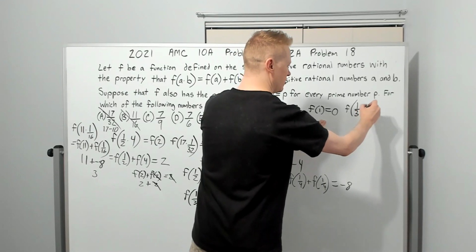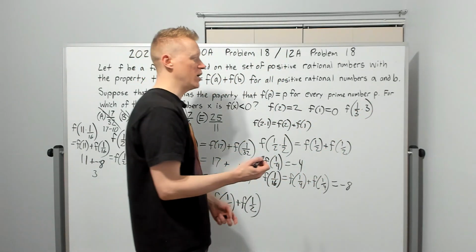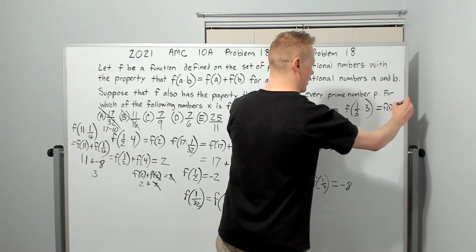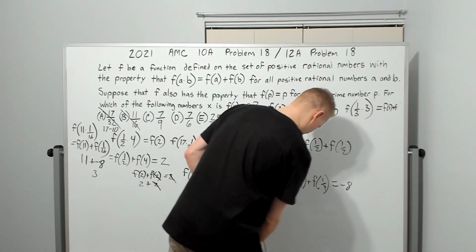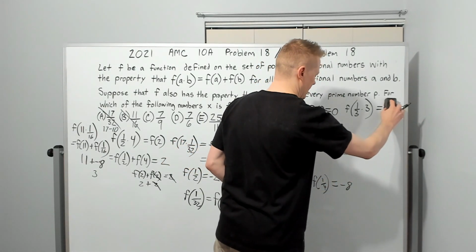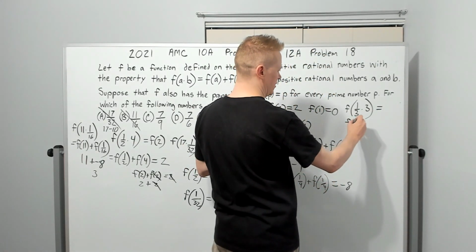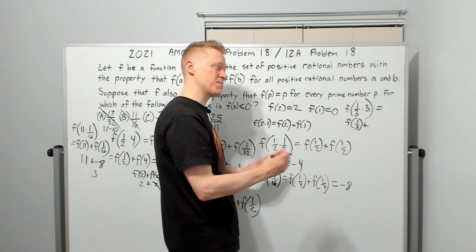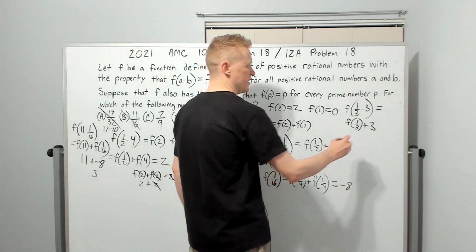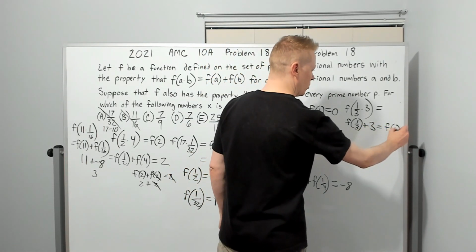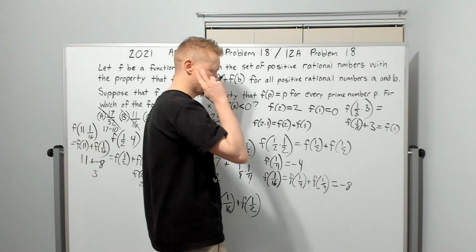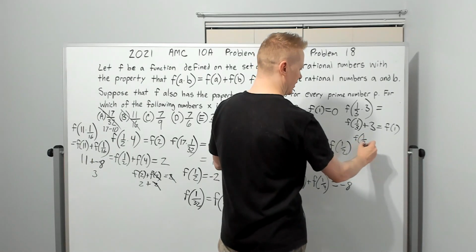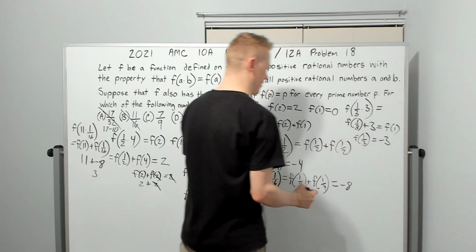Well, we could just do 3, because 1/3 times 3 is 1, and we actually already know we've got f of 1, let's just write it down below, equals f of 1/3 plus f of 3. But we know what f of 3 is. It's prime, so it's 3. And so this has to equal f of 1, because 3 times 1/3 is 1, right? And that would mean that f of 1 being 0, we now know f of 1/3 is equal to -3.